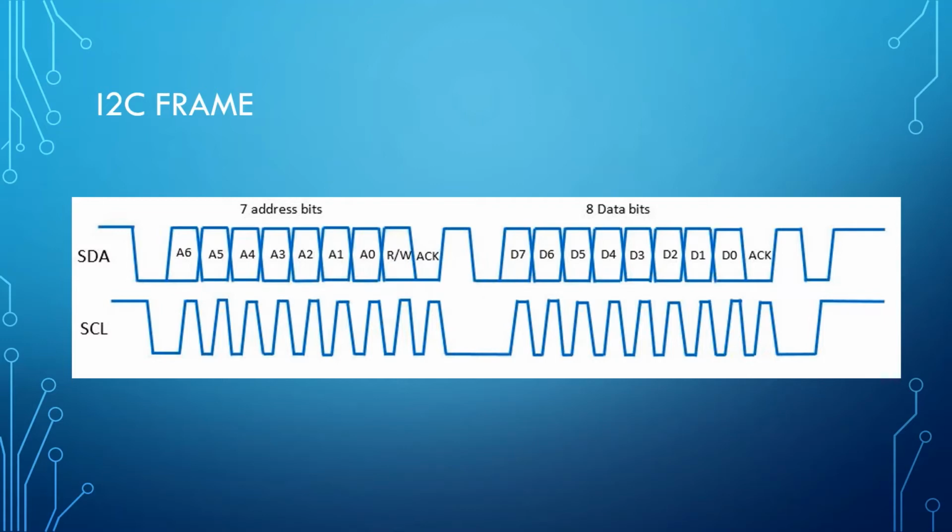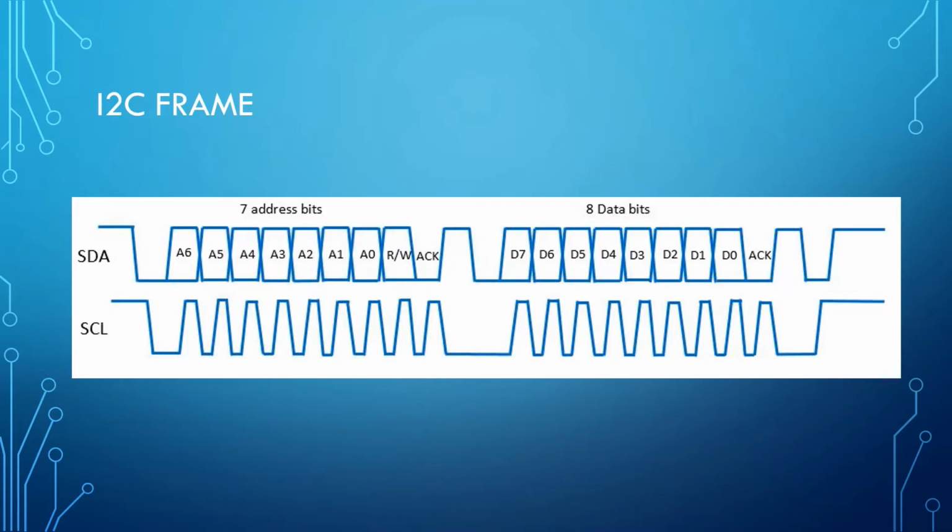Before going to the frame structure, we will see the transmission speed of I2C. The initial I2C specifications define a maximum clock frequency of 100 kHz. This was later increased to 400 kHz in fast mode I2C. There is also a high speed mode which can go up to 3.4 megahertz, and an ultra fast mode which can go up to 5 megahertz. So the maximum transmission speed we can achieve through I2C is 5 megahertz using ultra fast mode.